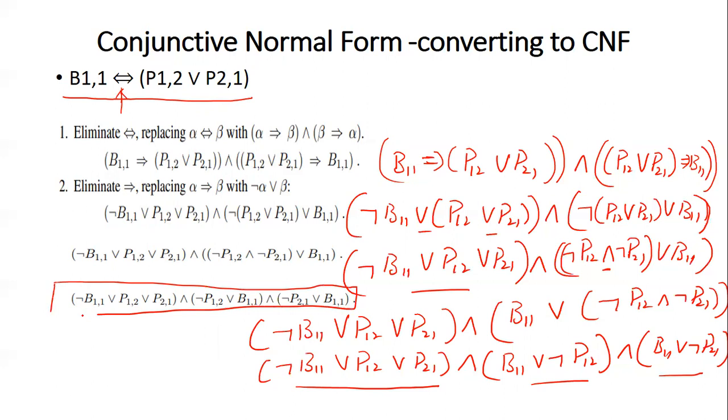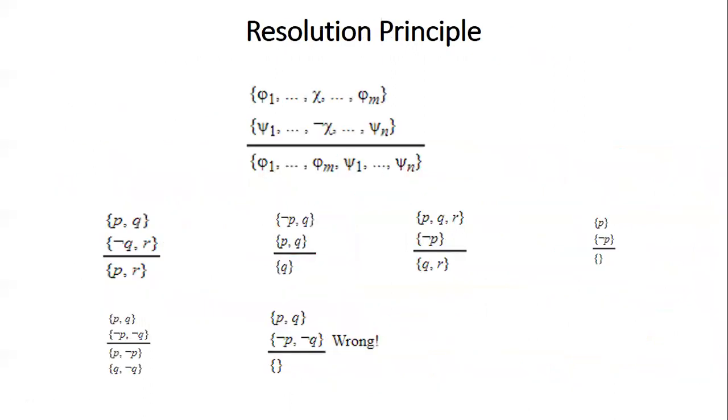So both are same, right? Not B11 or P12 or P21. B11 or not P12, B11 or not P21, right? So like this, basically we can convert any sentence to conjunctive normal form. After converting to conjunctive normal form, we can apply resolution. So you know how to apply resolution.